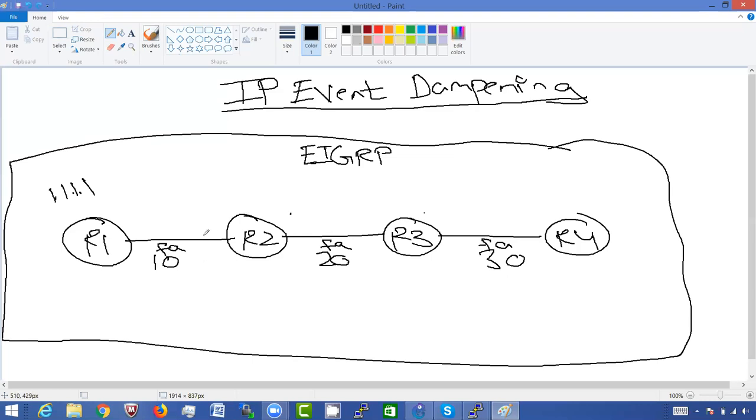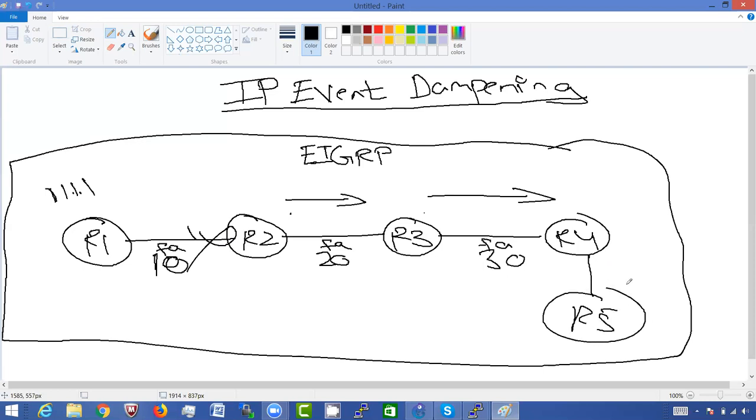Now what happened? This link goes down. So what will happen? R2 will inform its neighbor that the 10 network and the network 1.1.1 are now unreachable. Similarly, R3 will inform its neighbor, R4, that the 10 network and the network 1.1.1 are now unreachable. If R4 is connected, let's say, to some other routers, where EIGRP is also running, R4 will inform its neighbor that the 10 network and 1 network are now unreachable.